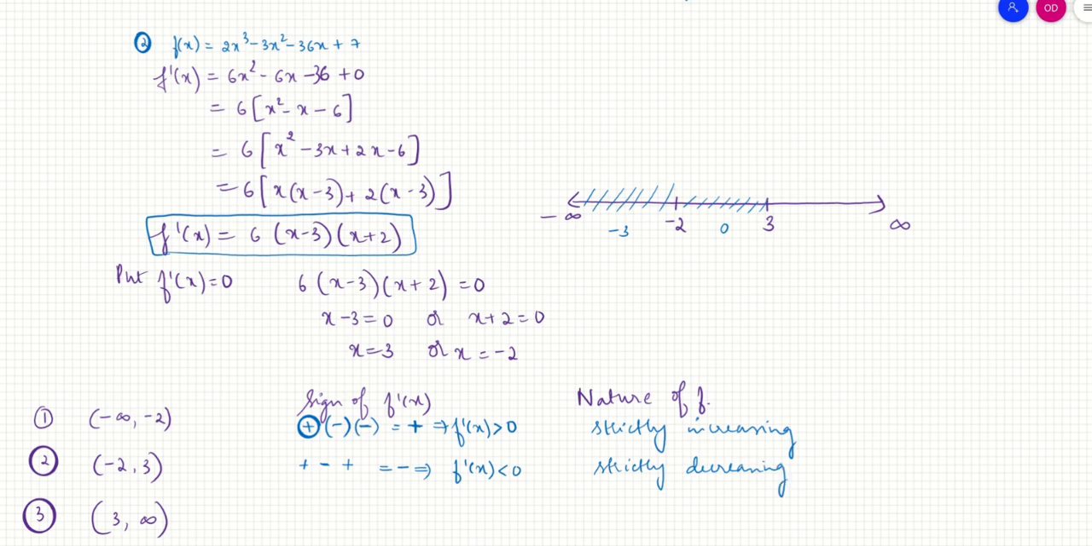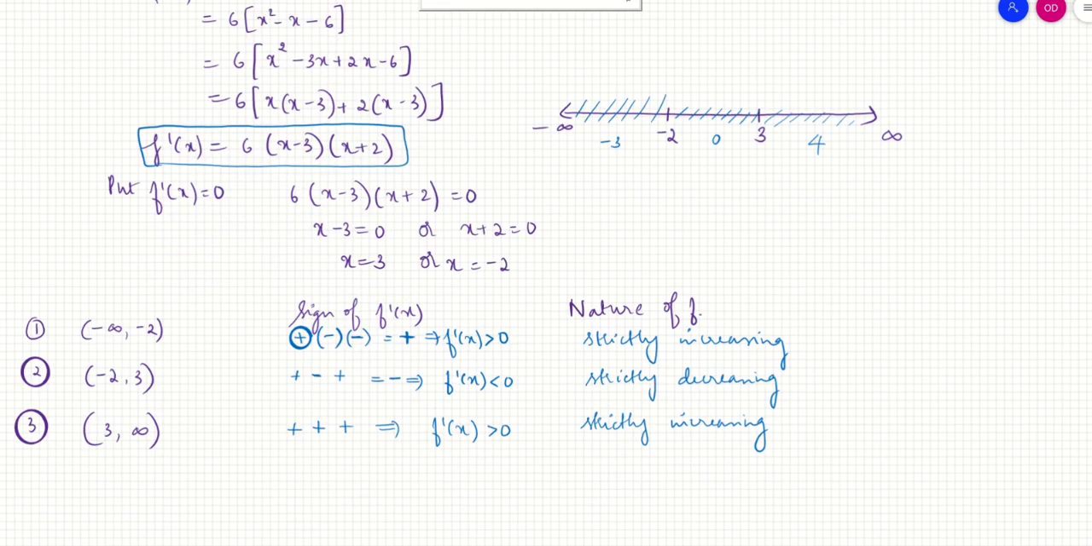Now let's consider the third interval, 3 to infinity. Let's take any number in between. So let me take the value to be 4. So substituting 4 in f dash of x, what do we get? 6 is however positive. 4 minus 3 is positive. 4 plus 2 is again positive. So this will imply that f dash of x is strictly greater than 0, which implies that the function f is strictly increasing.